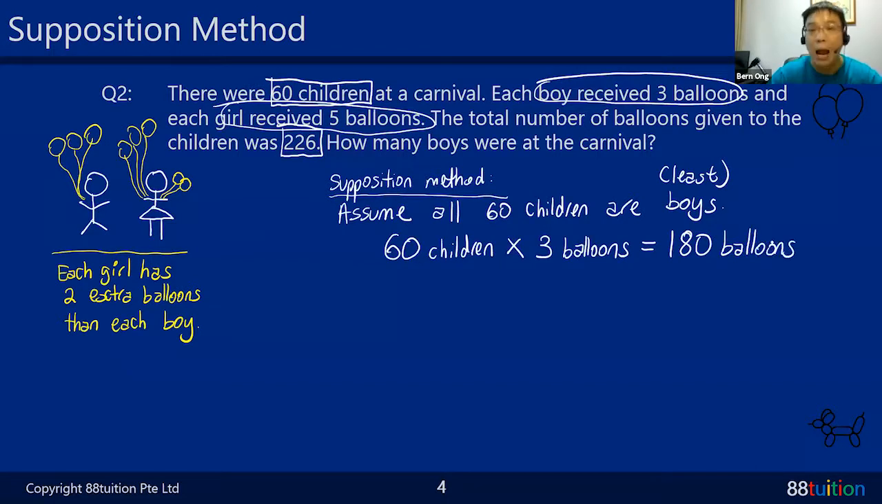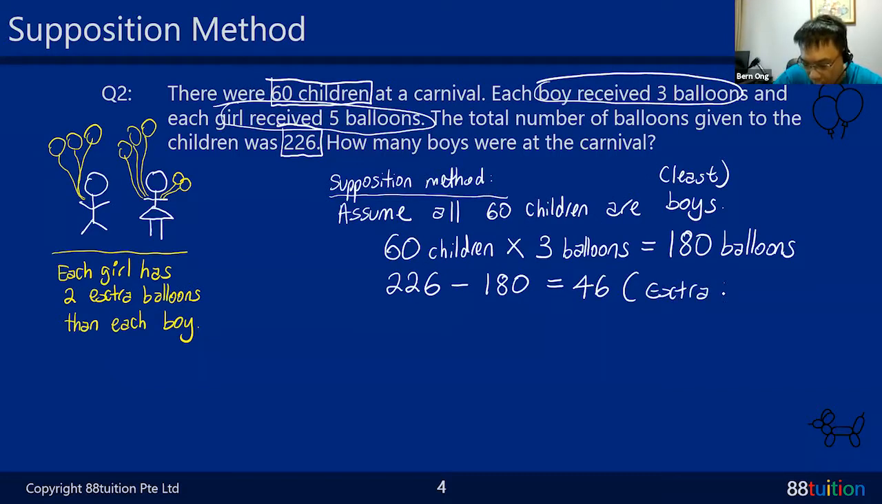So I'm supposed to only have 180 balloons. But you look, the question says what? The question says got 226 balloons. Something wrong. How come got this extra? How come got these differences? 226 minus 180 will give you 46. This 46 is what? Extra balloons. This is what I call the total extra balloons.